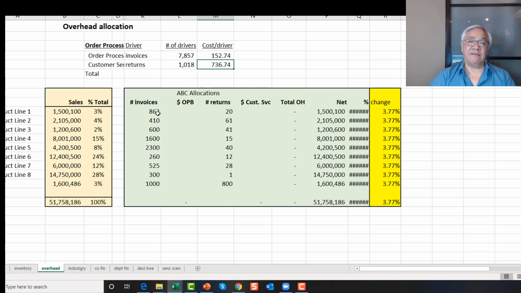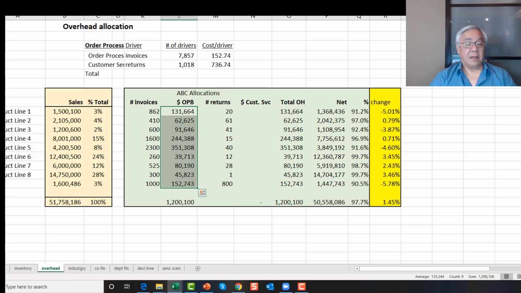Now we say, okay, how many invoices were issued for product line number 1? Here it's 862. So the charge should be number of invoices times the cost per invoice. And again, let's lock that with F4 and copy it. And then we allocated the full 1.2 million as we did before. But we didn't do it on a percent of sales. We did it based on which ones are tedious with lots of invoices and which ones are easier where we have fewer invoices with bigger amounts. This would capture that difference.